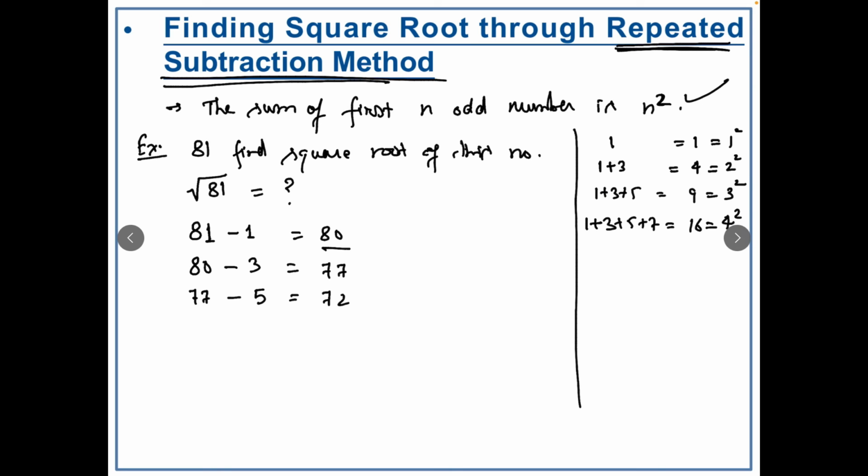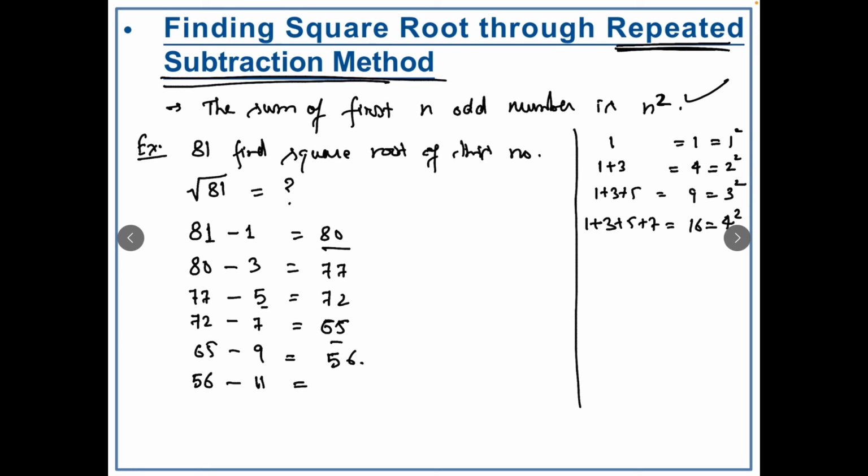Okay, next we'll write 72 here. After 5, the next odd number is 7. So 72 minus 7 is 65. Okay, now write this 65 here and subtract the next odd number, which is 9. 65 minus 9 is 56. Okay, write this 56 here. The next odd number after 9 is 11.